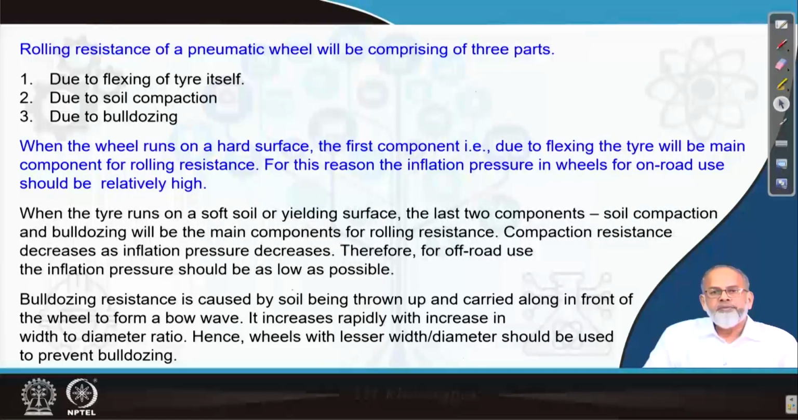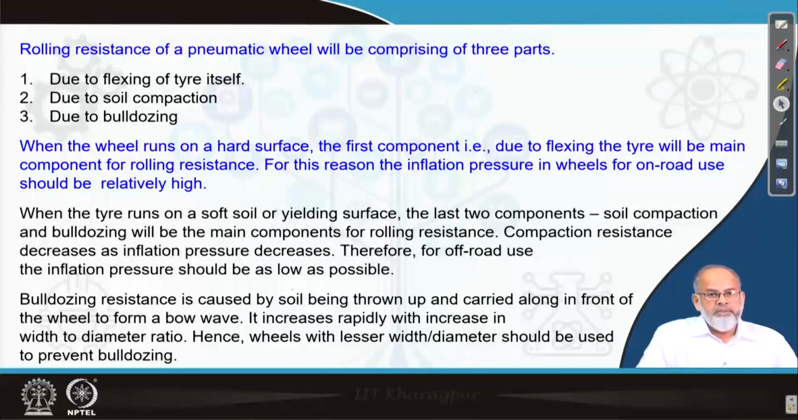When the tire runs on a soft soil or a yielding surface, the last two components, that is soil compaction and bulldozing, contribute towards the rolling resistance. Compaction resistance decreases as inflation pressure decreases. Why? Because when you decrease the inflation pressure, the contact area is increased, so ground pressure is decreased, hence compaction resistance is decreased. Therefore, for off-road conditions, the inflation pressure should be as low as possible.